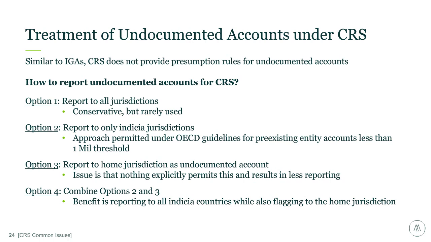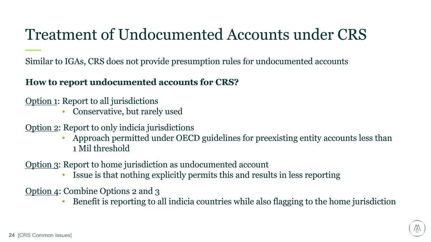So, for example, you have a UK individual account holder that did not properly fill out their self-cert, or they actually have uncured indicia. So technically they're undocumented. You would report to the UK and say they had mailing instructions in Spain. You would report them to the UK and to Spain because you have an undocumented account that is a resident in the UK, but they also have indicia in Spain. So that's the second option. A lot of my clients do that.